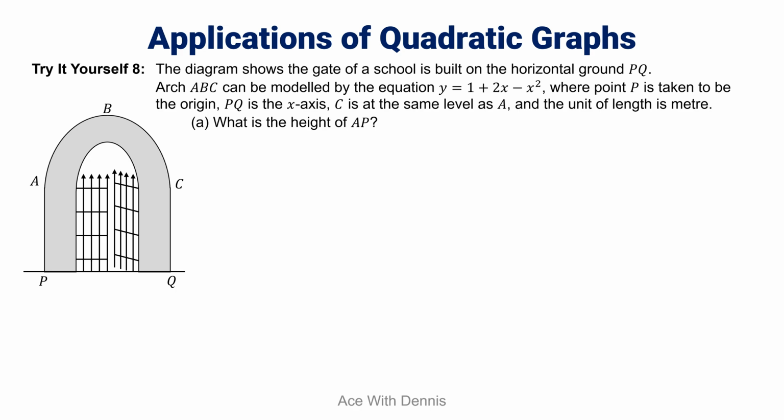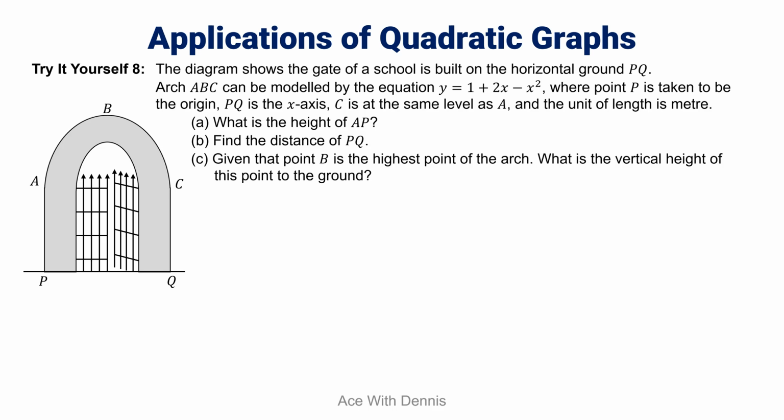A. What is the height of AP? B. Find the distance of PQ. C. Given that point B is the highest point of the arch, what is the vertical height of this point to the ground? D. Sketch the graph of the arch ABC. You can pause the video and try to do it yourself.